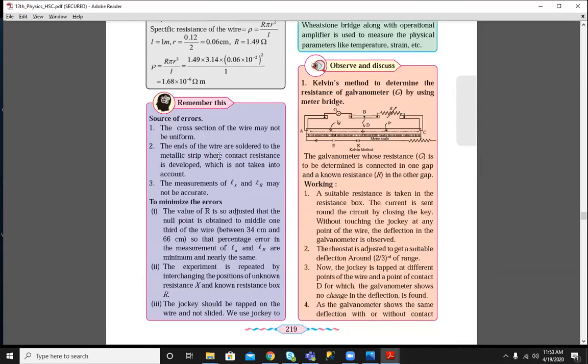Okay, let's move ahead. Sources of error in the meter bridge. This is a 2 marks question on this topic. This is also asked in the exam. So the cross section of the wire may not be uniform. The ends of the wire are soldered to the metallic strip where contact resistance is developed, which is not taken into account. The measurement of Lx and Lr may not be accurate. So these are the errors in the meter bridge.